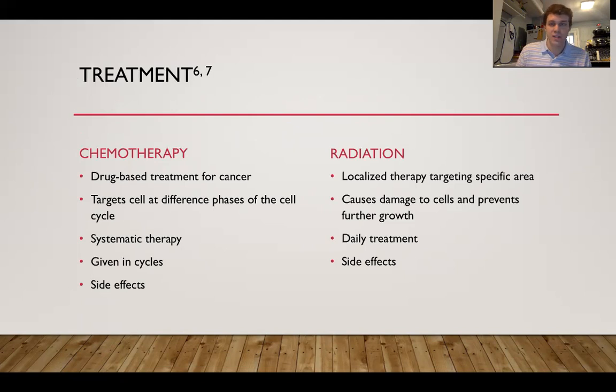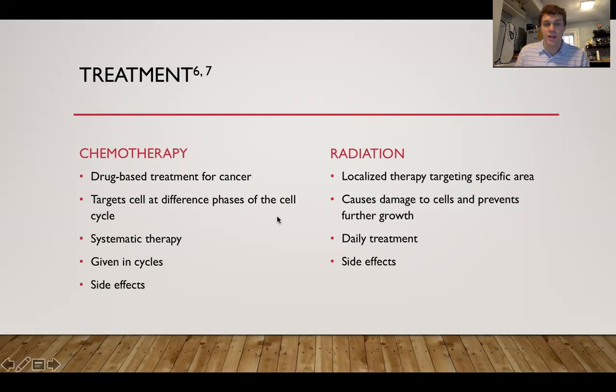Chemotherapy is a drug-based treatment. They target cells at different phases of the cell cycle. Specifically, they target cells that grow rapidly. So they don't target cells that have less turnover. So typically, cancer cells are going to have very high rates of turnover. So chemotherapy targets cells that are rapidly turning over and growing and dividing at a rapid pace.